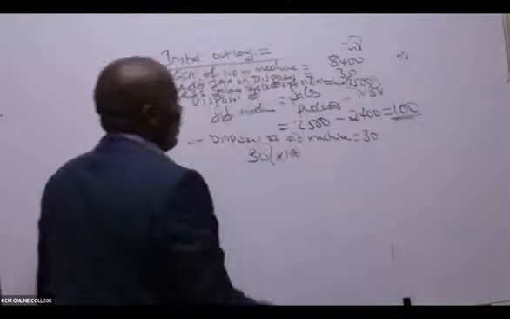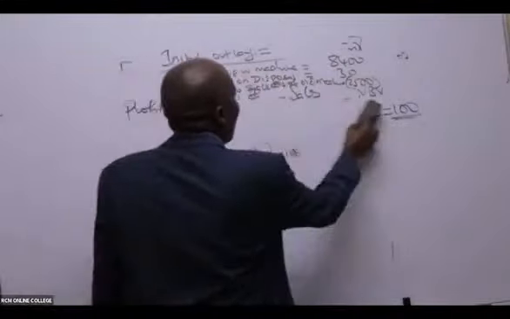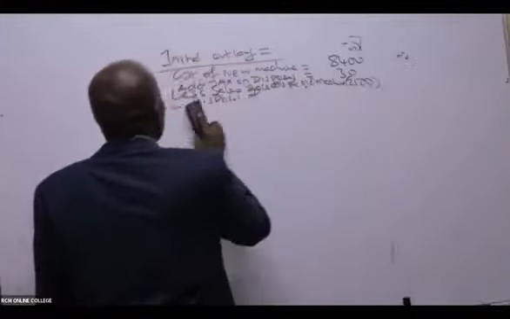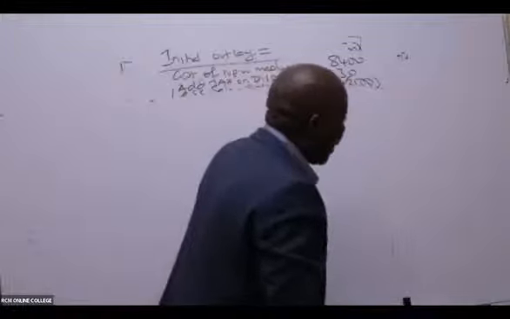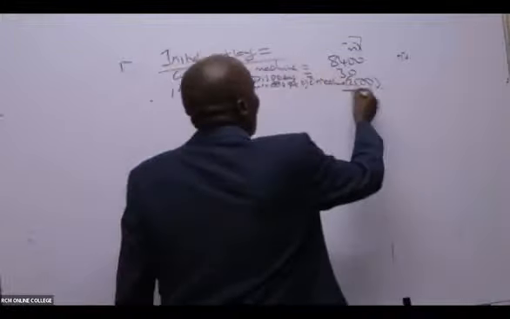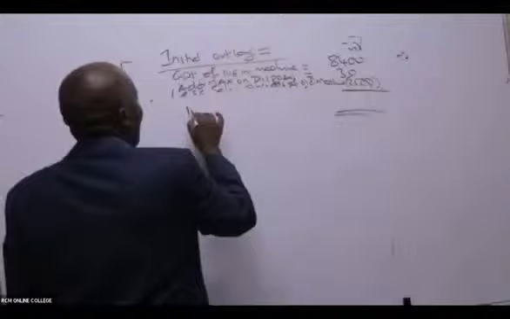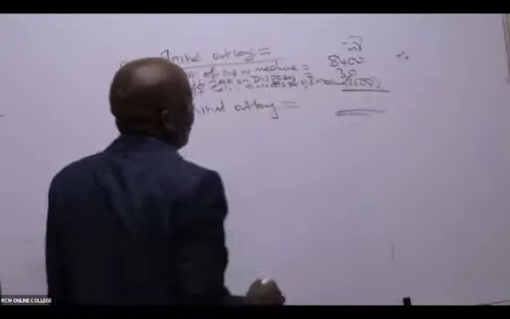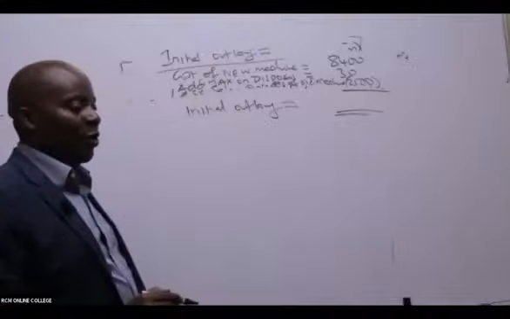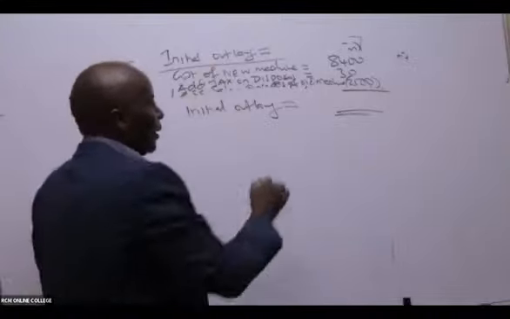And then you give me the IO, the initial outlay. So now you should be able to give me this initial outlay. So 8,400 plus 30 minus 2,500, which will end up giving me 5,930.